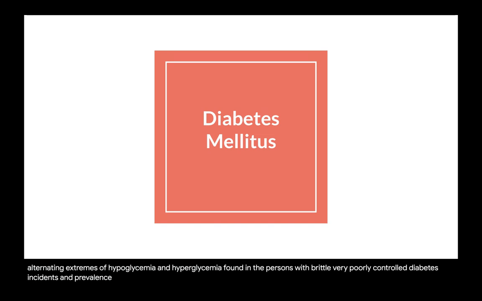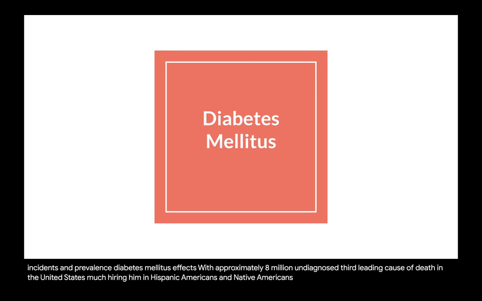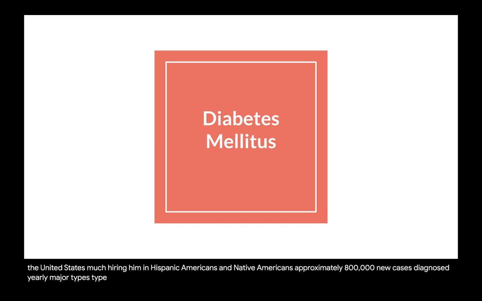Incidence and prevalence. Diabetes mellitus affects 23.6 million persons in the United States, with approximately 8 million undiagnosed. Third leading cause of death in the United States, much higher in Hispanic Americans and Native Americans. Approximately 800,000 new cases diagnosed yearly. Major types: type 1, insulin dependent. Type 2, non-insulin dependent. That is 92% of the cases.